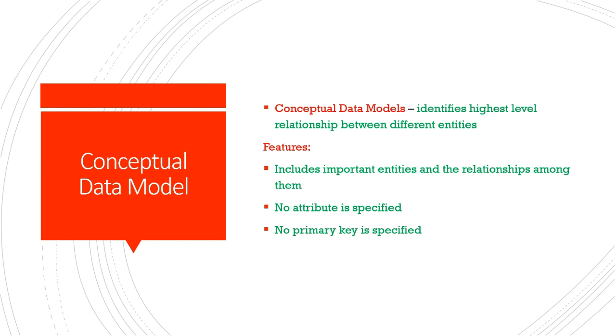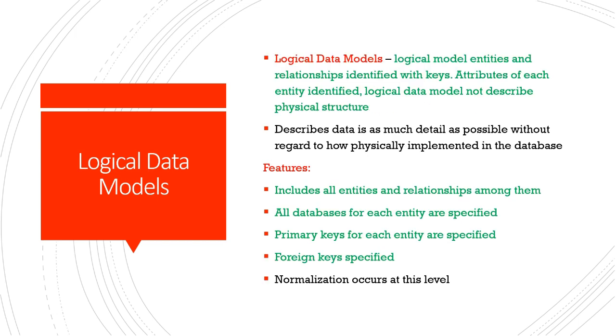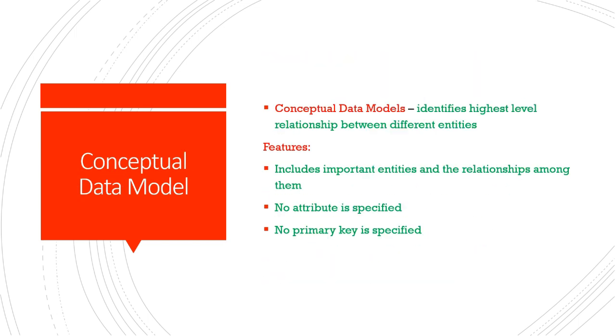The conceptual data models, there's a couple of them, identify the highest level relationship between different entities. So basically it's more or less third normal form, which we'll get into whenever we do our normalization video. So the features then of a conceptual data model is that it includes important entities and the relationships among them. So it shows all the main entities and all the relationships between them. There's no attribute specified and there's no primary key specified. So at this point you're essentially at zero normal form or first normal form. This will all make more sense whenever we go through and we start talking about normalization in the normalization video.